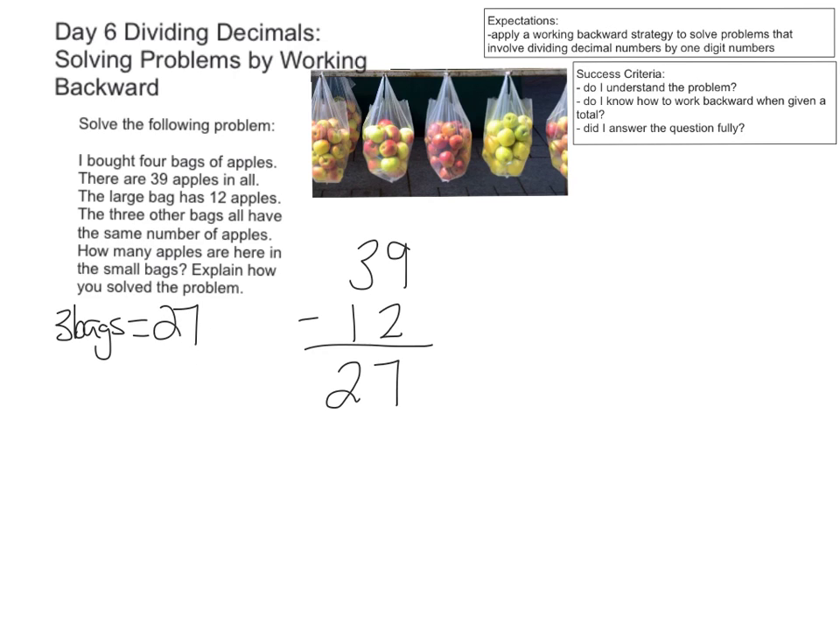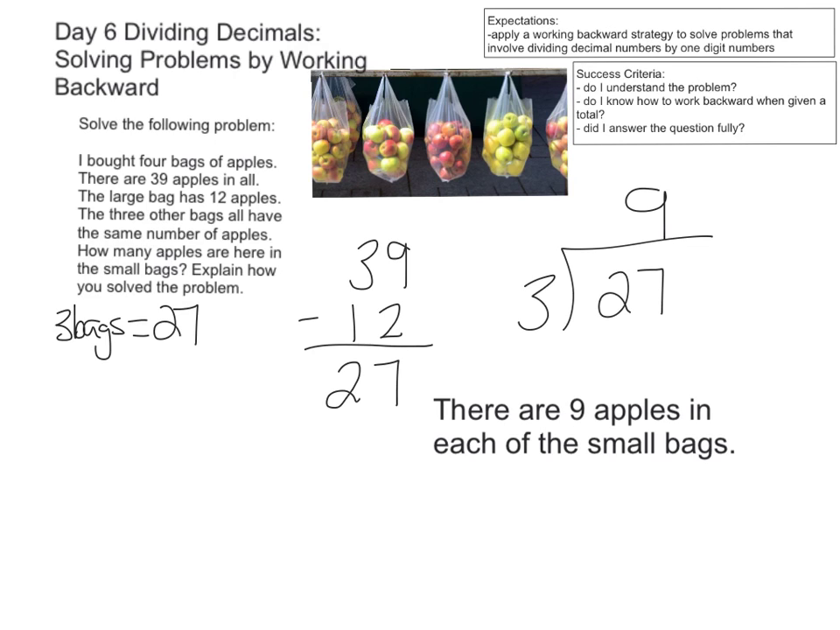So how do we figure out how many apples are in each bag? Well, we know we have 3 bags, and altogether they have 27 apples. Therefore, to find out how many we have in each, we need to divide 27 by 3. And we know that 3 goes into 27 9 times. Therefore, there are 9 apples in each of the small bags. And there we go. We have answered our question fully. And our question was, how many apples are there in the small bags? And there are 9 apples in each of the small bags.